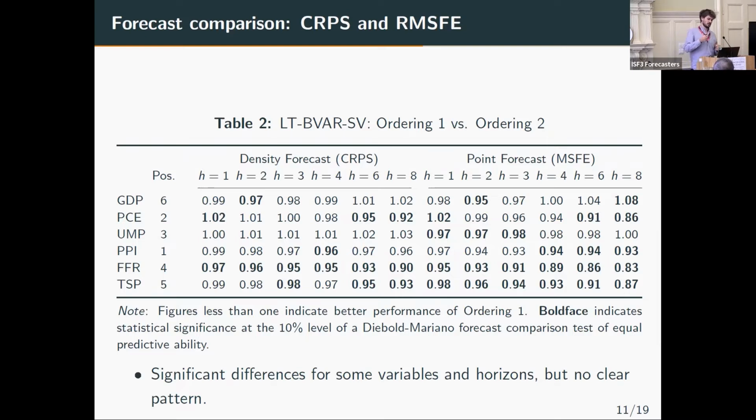Values that are smaller than 1 indicate ordering 1 is better. Here, boldface means statistical significance. I'm not going to go into detail about the appropriateness of the Diebold-Mariano test, but look at the numbers. These numbers are big, and this is not Monte Carlo uncertainty. We did robustness checks using just ordering 1 with independent checks, and the results are literally 1. So this really comes from the ordering.